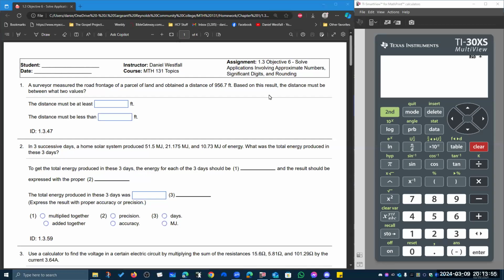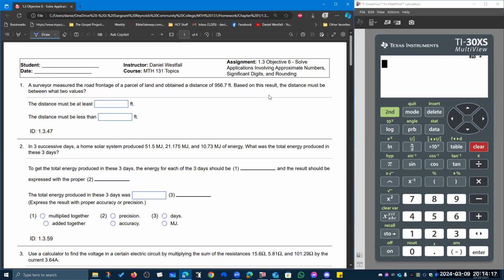In this video, we'll be talking about 1.3 Objective 6, where we solve applications involving approximate numbers, significant digits, and rounding. A surveyor measured the road frontage of a parcel of land and obtained a distance of 956.7 feet. Based on this result, the distance must be between what two values?